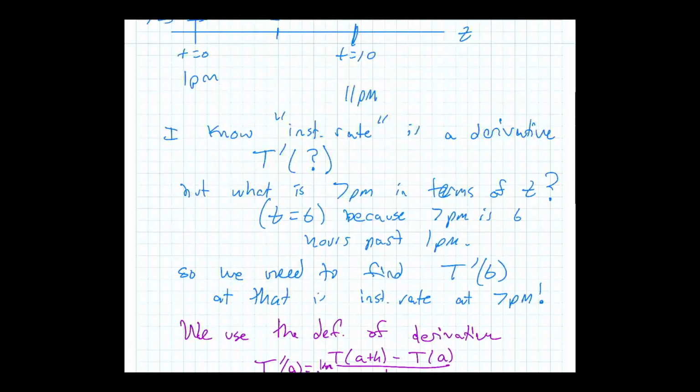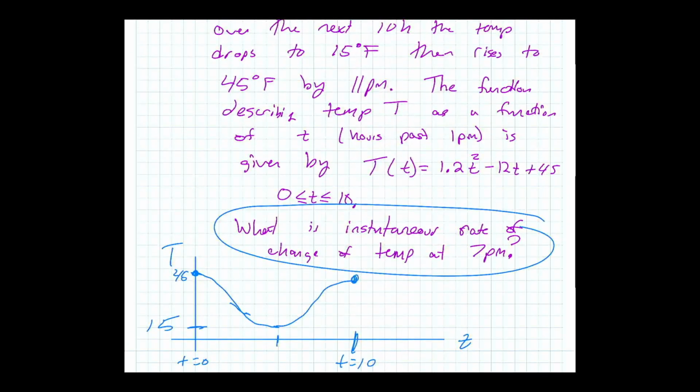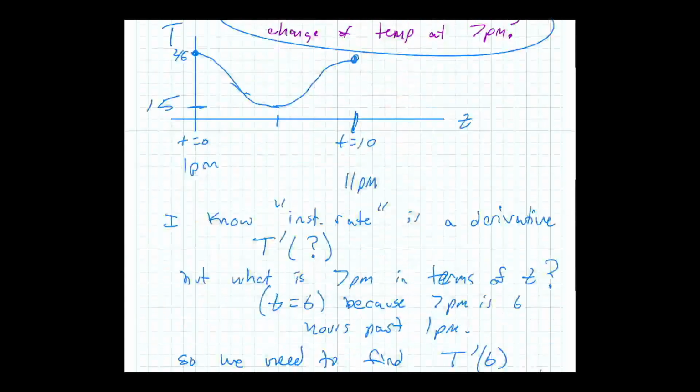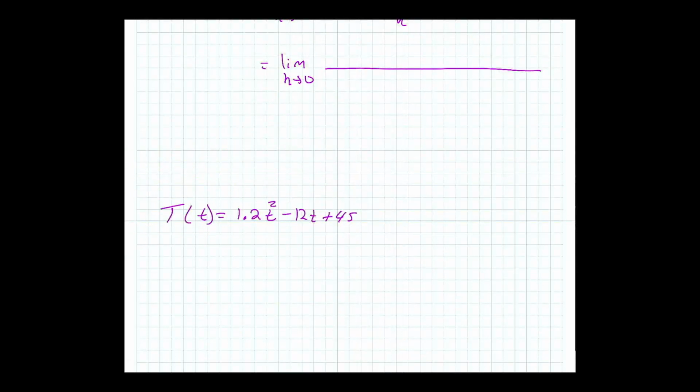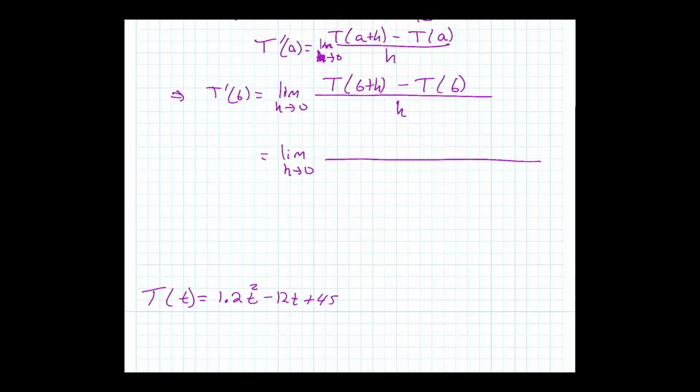We need to know the temperature function, but that was given in the problem right here. This is our T. I'll put it down here so it's kind of out of the way. When you evaluate 6 plus H, you're going to be putting the 6 plus H in here. So you have 1.2 times (6 plus H) squared minus 12 times (6 plus H) plus 45, minus T of 6, which is just putting a 6 into this function. So 1.2 times 6 squared minus 12 times 6 plus 45, over H. So the limit as H goes to 0.